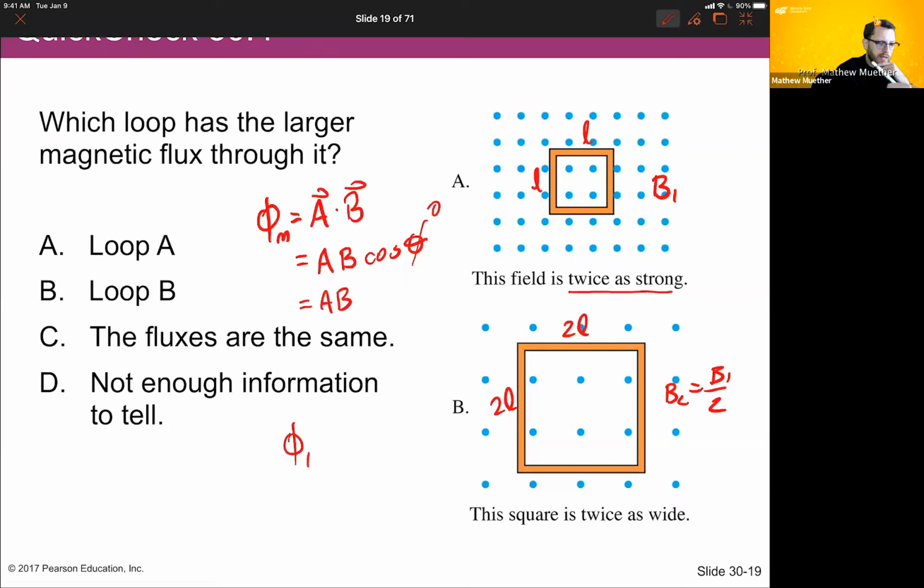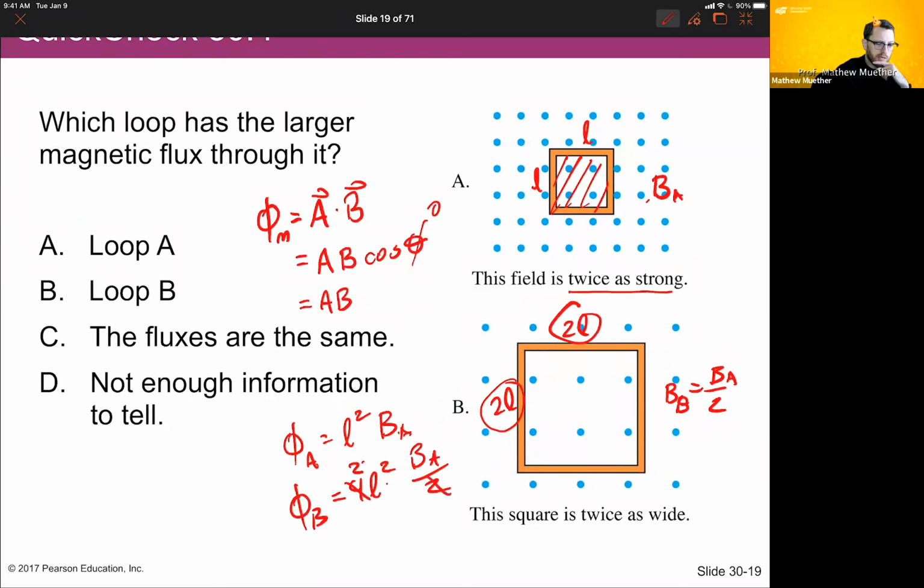So magnetic flux 1 for that upper one, or magnetic flux A, is going to be L squared, right? The area of the loop times magnetic field 1. What's magnetic flux B? Or let's call that magnetic flux A, I guess. Magnetic flux B is going to be the area. Well, that's going to be 2L times 2L. That's going to give me 4L squared. And then that's going to be B A over 2, the strength of the magnetic field. You can see a factor of 2 cancels out here, and I'm left with something that's like 2L squared times B A. So the flux through B is twice as large as the flux through A.